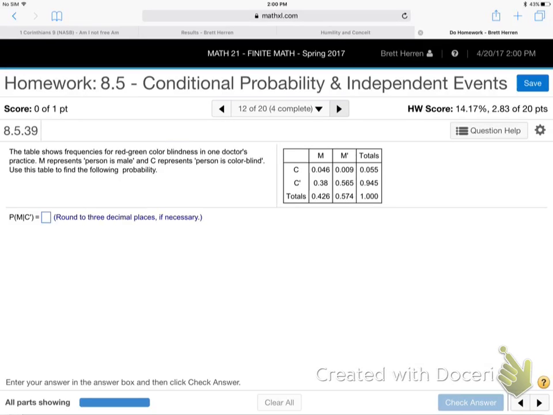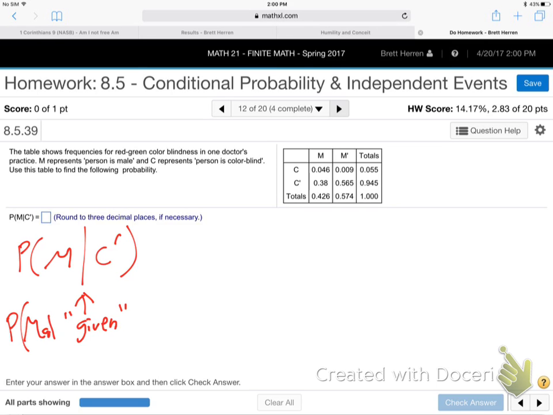Now I need to give you a formula. Okay, so now it says, let me make it a little bigger, probability of M, and then a straight line. What that straight line means is given. That's a shortcut notation for given. It means what's the probability that they're male given that they're not colorblind. That's what that's actually saying. That straight up and down line is the given.